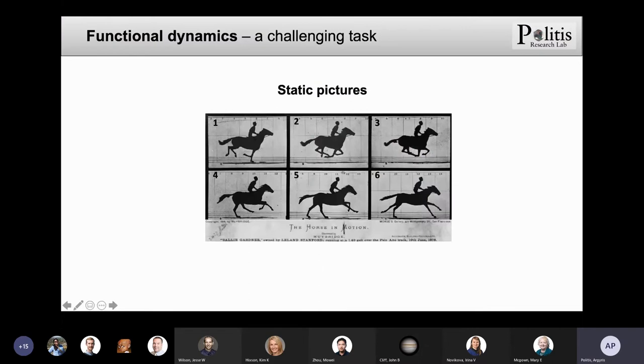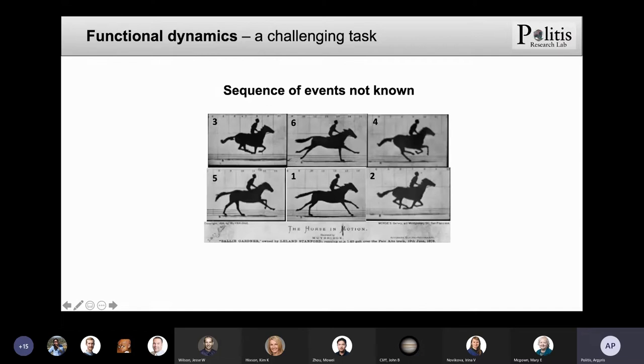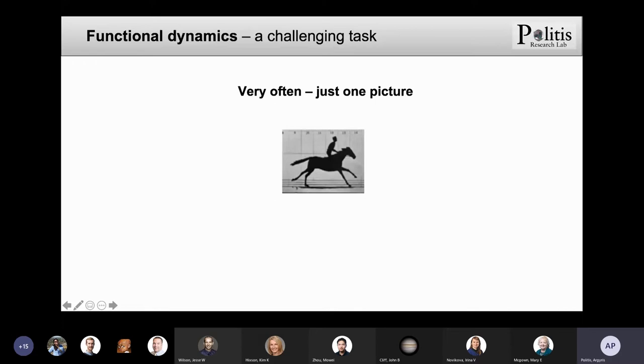But why are we interested in functional dynamics? Usually with the traditional techniques, we can have static pictures of proteins, individual pictures. However, very often we don't know the sequence of events, or we don't have many of these pictures, just one picture or one snapshot of a protein. In that way, we're missing a lot of information about how they work and how they operate.